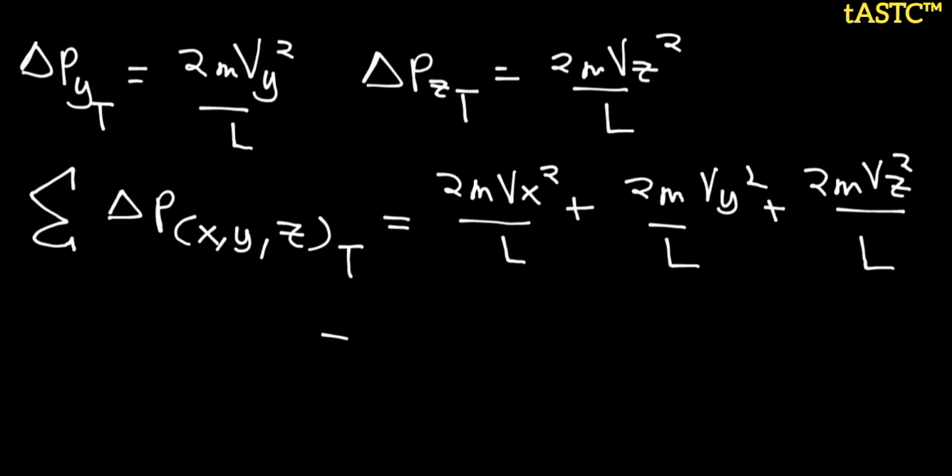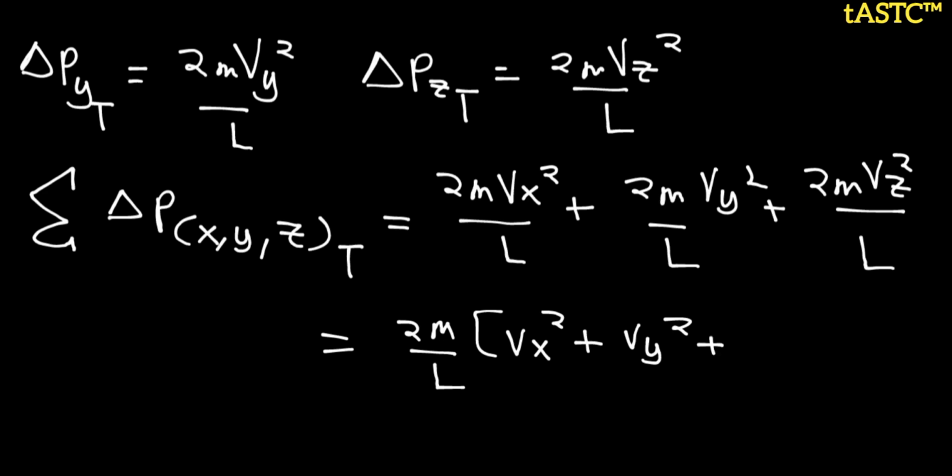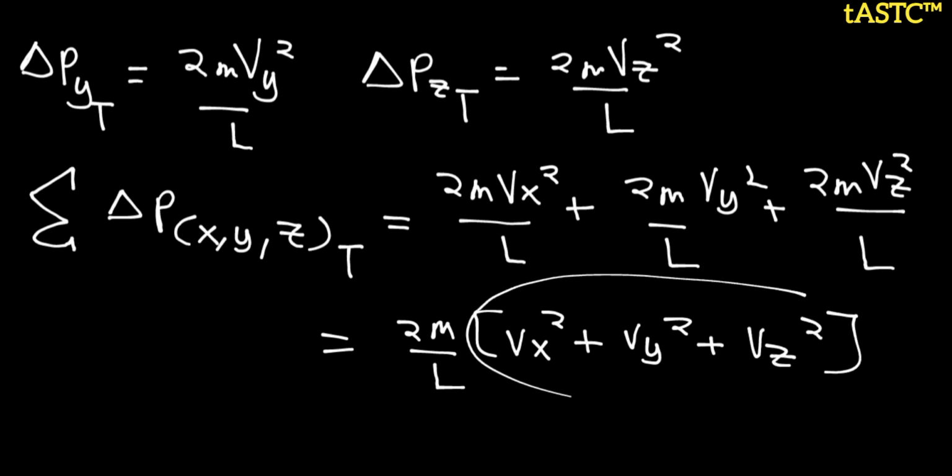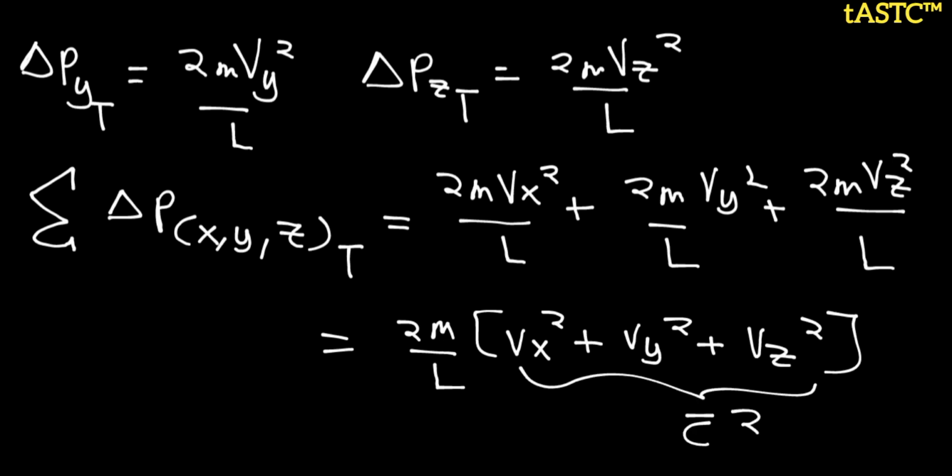Now we know this is going to be equal to 2m divided by L, and we're going to have vx squared, vy squared, and here we're going to have vz squared. Now we already know that this is equal to c bar squared. We had already said that. So this whole stuff should be c bar squared. Feel free to rewind the video and go back to where we actually said that.